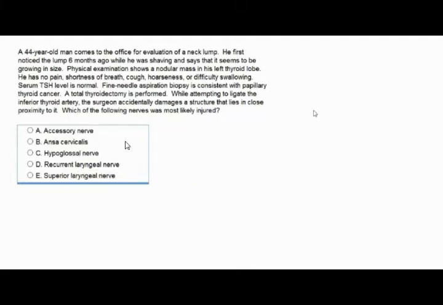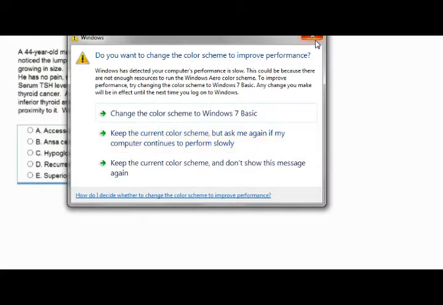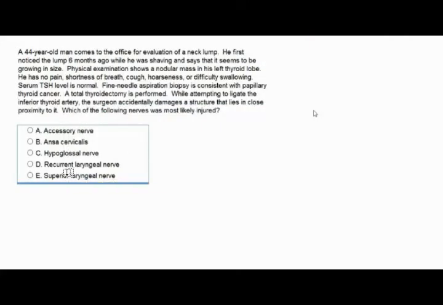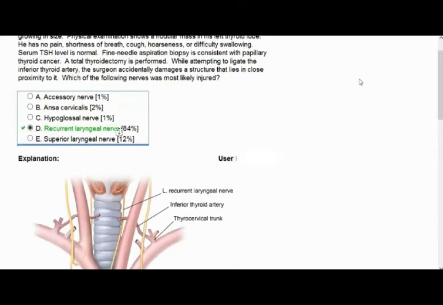So what's your answer? I think it's D, the recurrent laryngeal nerve, because the inferior thyroid artery is very close to the recurrent laryngeal nerve. We know that from the anatomy. Let's see the explanation. So the answer is D.